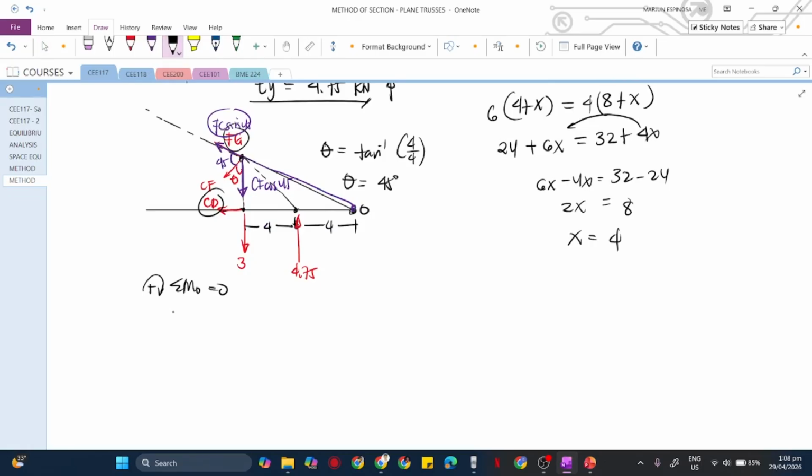CF will have a counterclockwise direction, so it will be negative, CF cosine 45. Its perpendicular distance is 4 plus 4, which is 8. Correct? And also we have here this 3, which is also negative, 3 times 8. And lastly, we have positive 4.75, which is 4 with respect to O. We have no other moment, so equate to 0. Kindly give me the value now for CF. Negative 0.88.